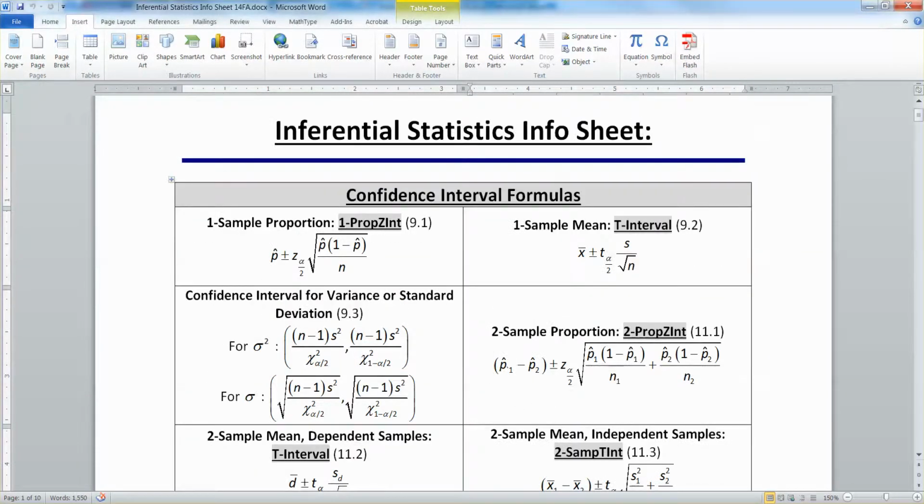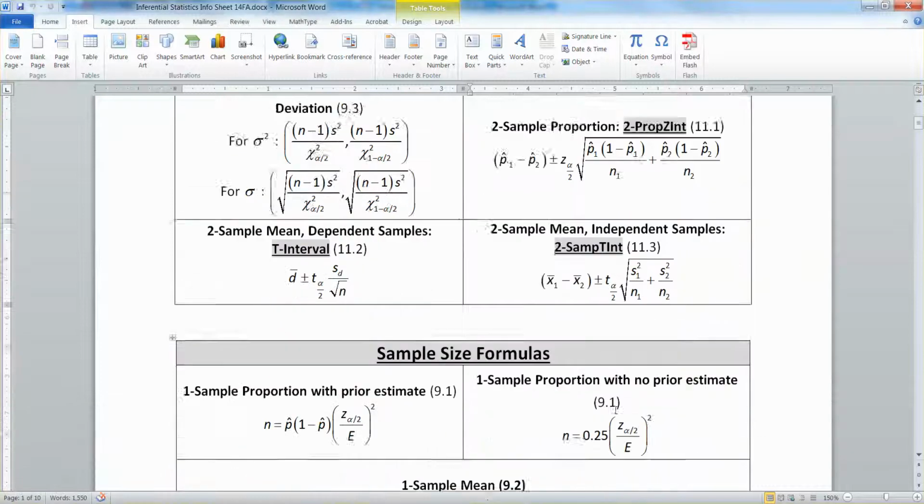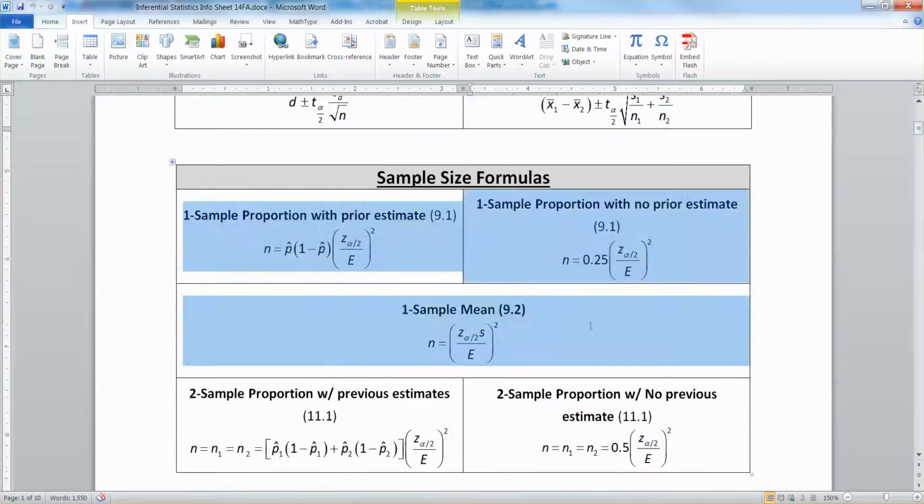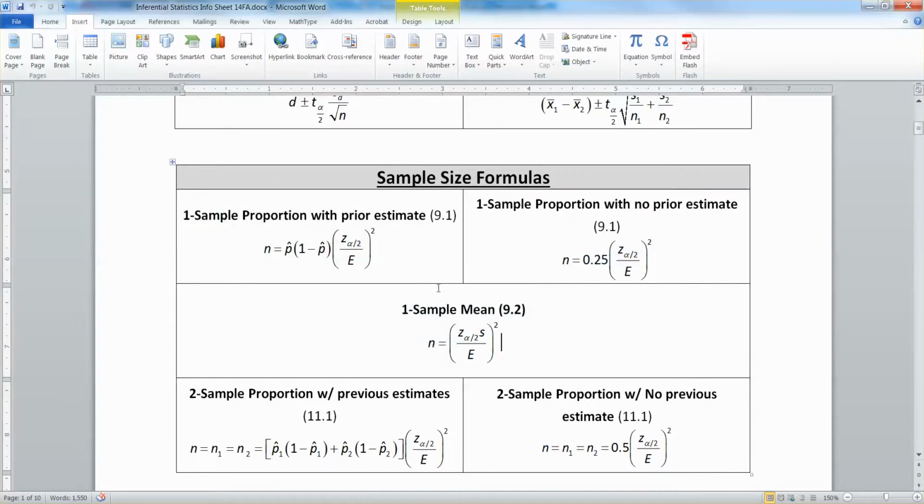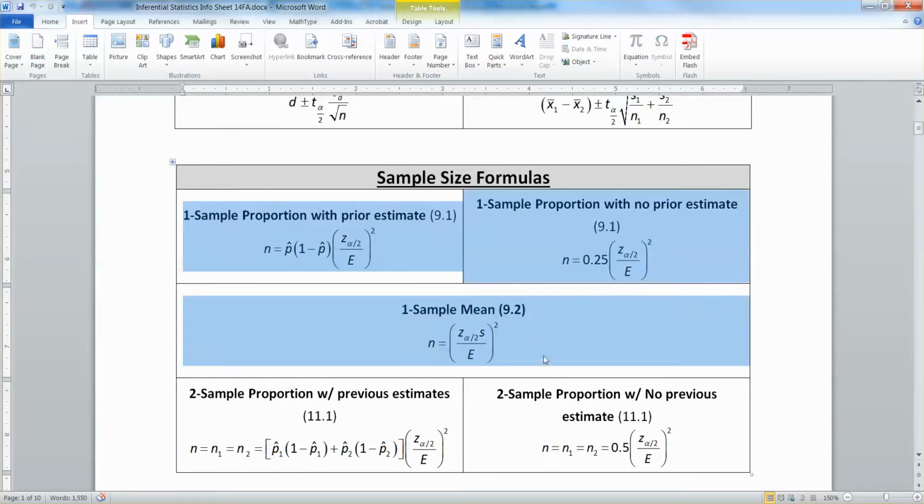All right, so we are done with section 9. Oh, real quick before I go away. Those same formulas, by the way, are on your inferential statistics sheet right here. So you don't have to write them on your note sheet for your exams. They're right here in this inferential statistics packet that you get to use on your exam.